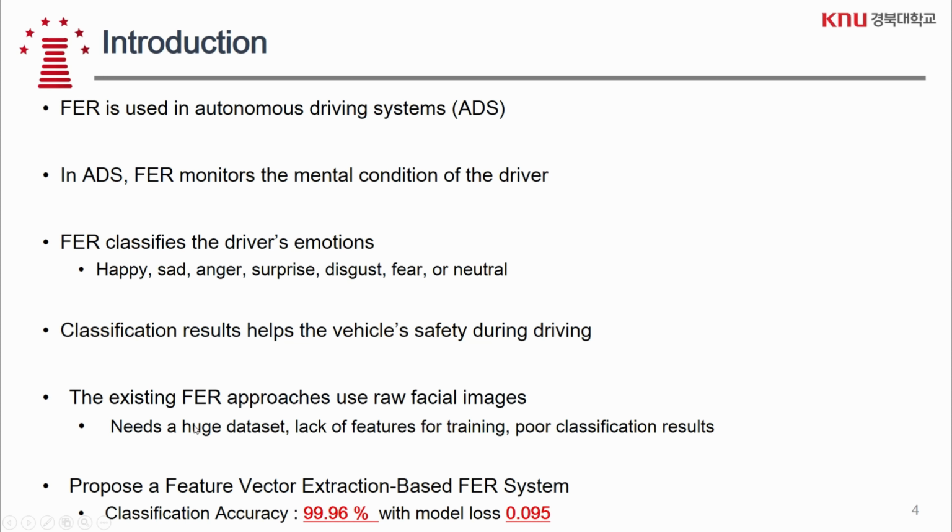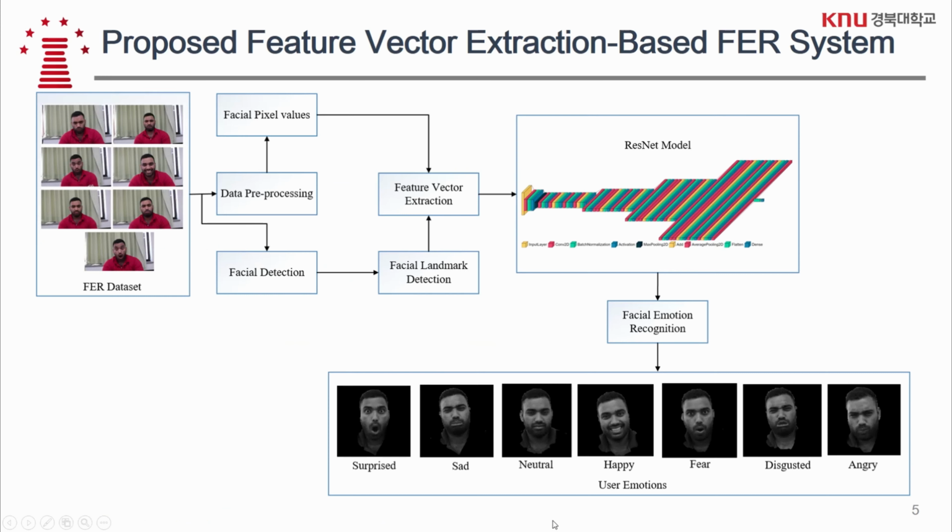So the existing FER approaches use raw facial images. When we consider raw facial images, they need a large dataset and have a lack of features for training and poor classification results. So to enhance the system performance, to address some of these problems, we propose a feature vector extraction based FER system, and the system achieved a classification accuracy of 99.96% with a model loss of 0.095.